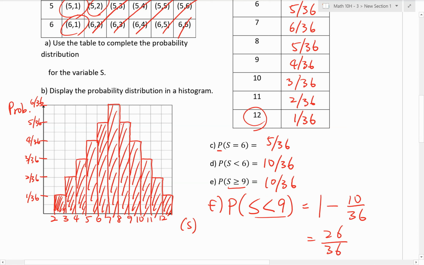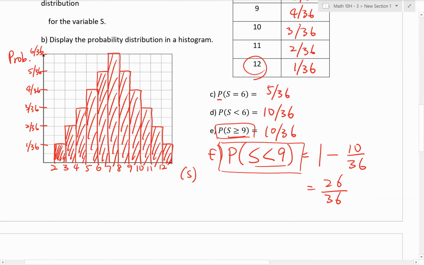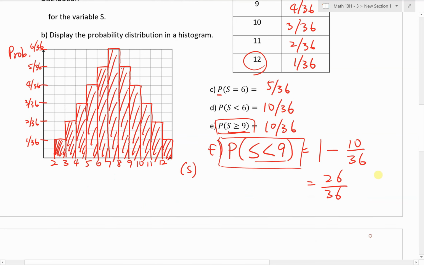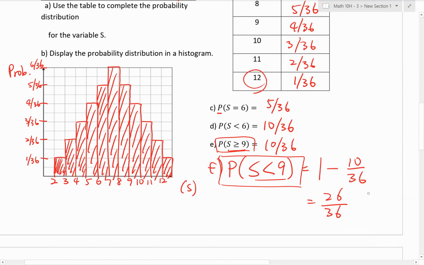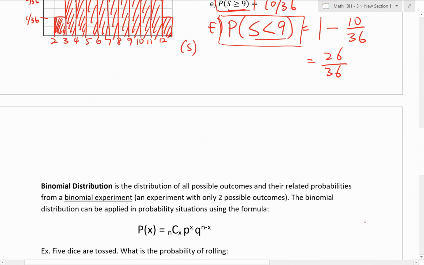This is what we call the complement, okay? So these two are a complement of each other, right? Because they add up to 100%. More than or equal to 9 is a complement to less than 9. So to find the probability, we can just take away the probability that is more than or equal to 9 from 1. Okay, so 1 minus 10 out of 36. So that's the probability distribution, basic concept of it.